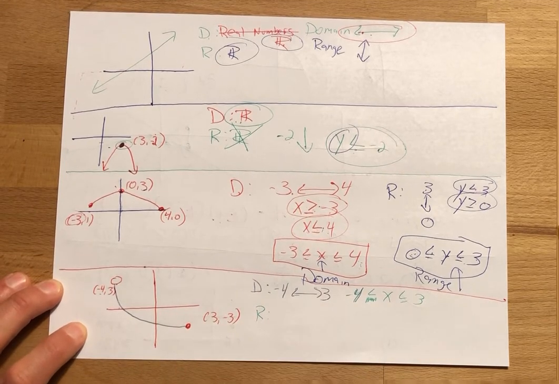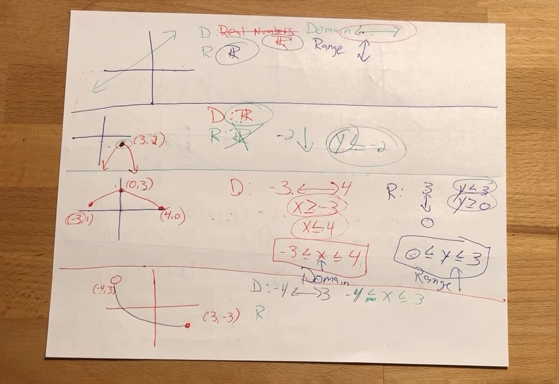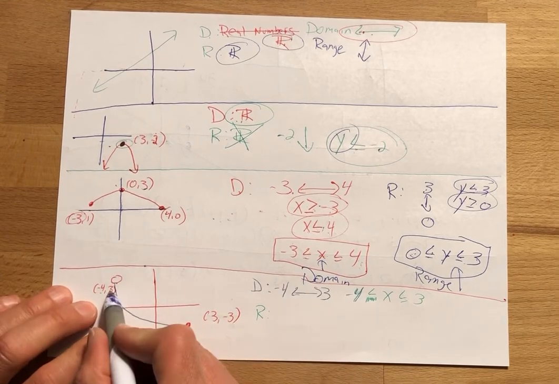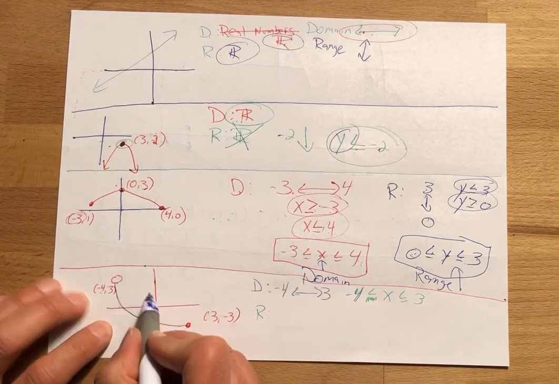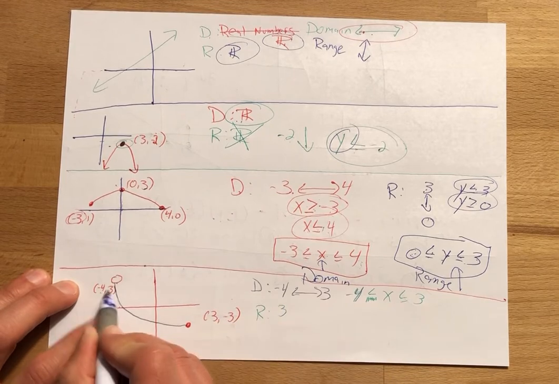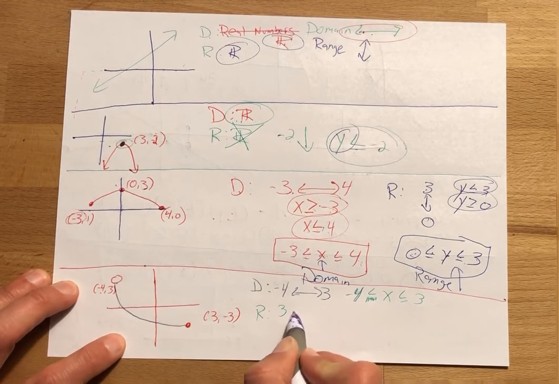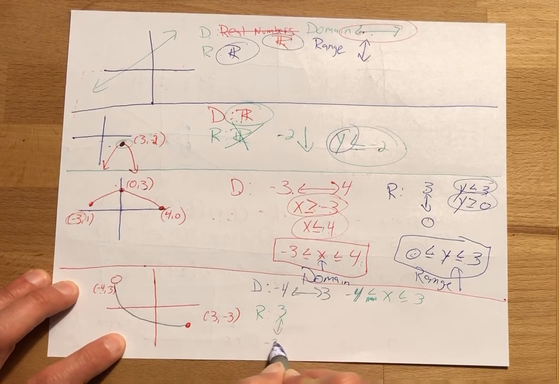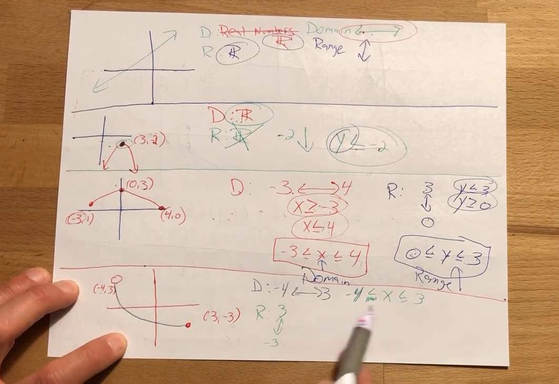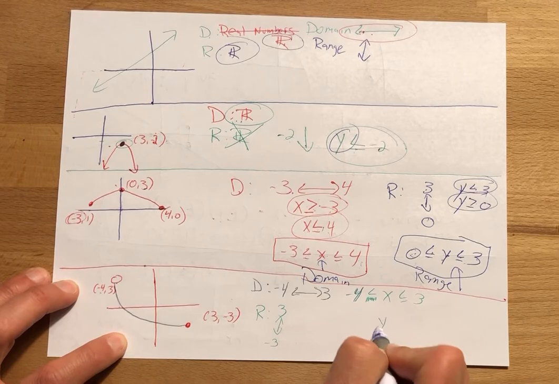Now let's try the range. How far does it go up and down? Pause the video, see if you can do it without looking at the notes. All right, well, let's figure out how far up and down it goes. My biggest number is 3 that it starts at, and it goes down all the way to -3.